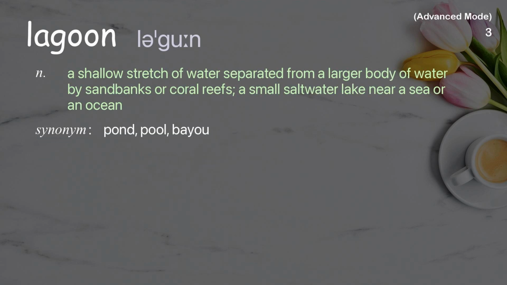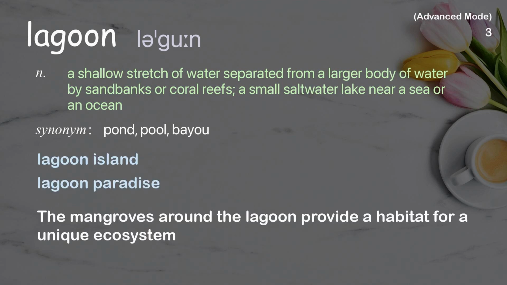Lagoon. A shallow stretch of water separated from a larger body of water by sandbanks or coral reefs, a small saltwater lake near a sea or an ocean. Examples: Lagoon Island, Lagoon Paradise. The mangroves around the lagoon provide a habitat for a unique ecosystem.